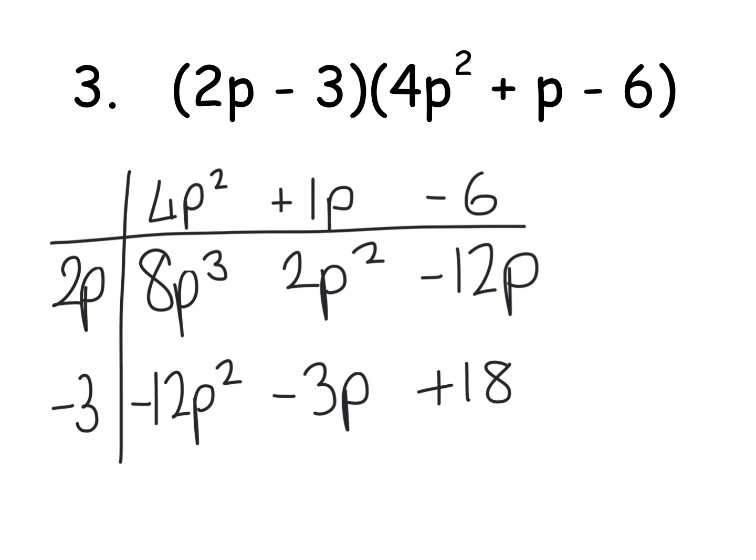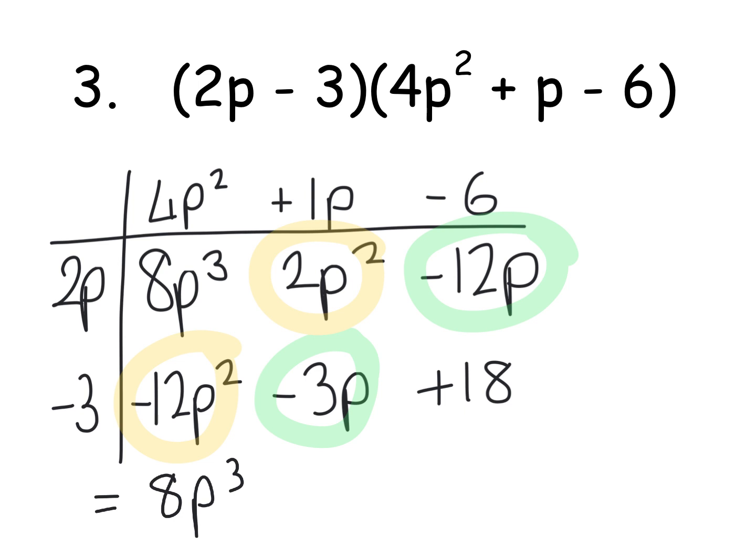And then I'm just going to highlight the things that tidy up. So I've got the p's gathered up there, and the p squareds gathered up, and the other things stay as they are. So I have got an 8p cubed. 2 take away 12 on the p squareds. Well, 2 take away 12 is minus 10. So minus 10p squared.